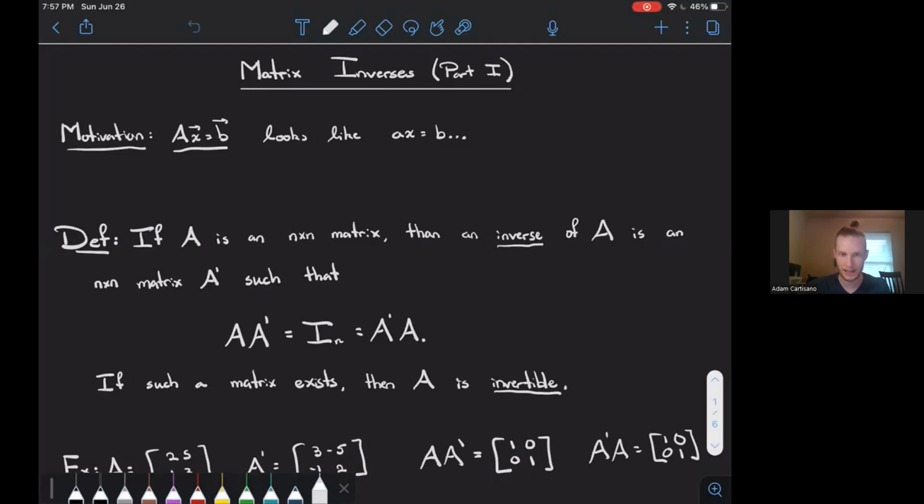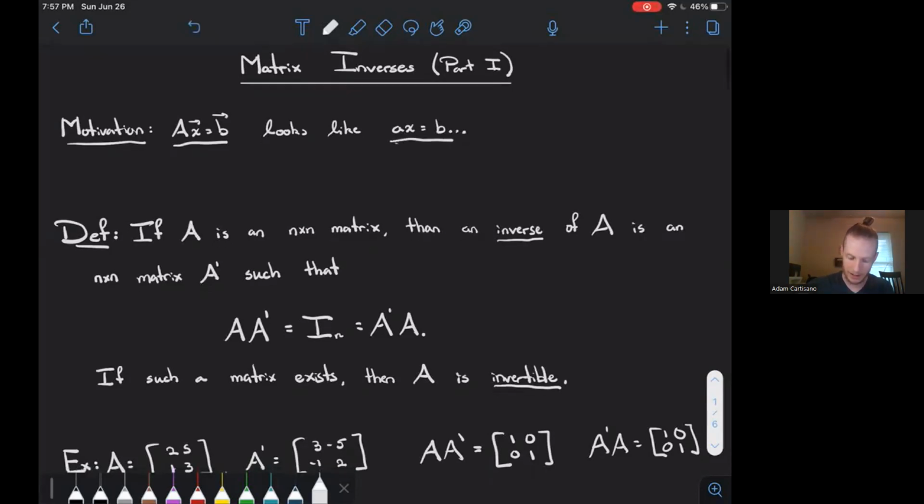If you have AX equals B, that looks an awful lot like a standard-issue linear equation in a single variable, ax equals b. And if you're going to solve this easy guy, well, what are you going to do? You're going to divide both sides by a. But I want to change your perspective a little bit: instead of dividing both sides by a, think about multiplying both sides by the multiplicative inverse of a.